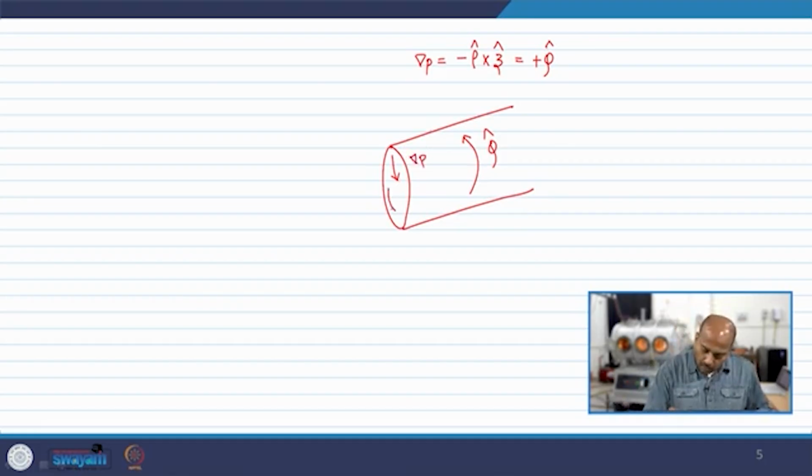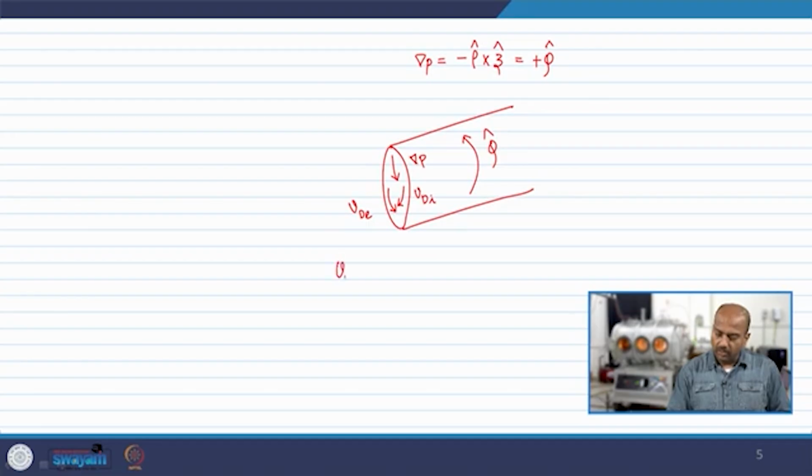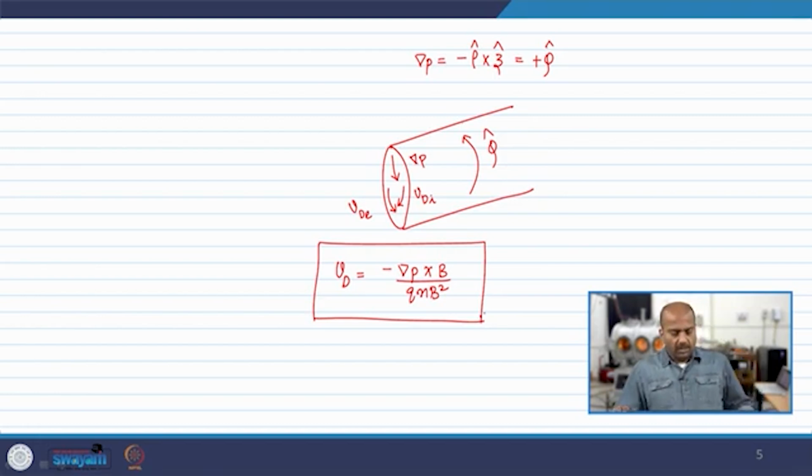Then this should be the V_dE for electrons, and exactly opposite you should have V_dI, the diamagnetic drift velocity for electrons and for ions. We will rewrite this expression in other ways. So, V_d is written as minus del P cross B by q n B squared. This is the main expression that we have to remember.